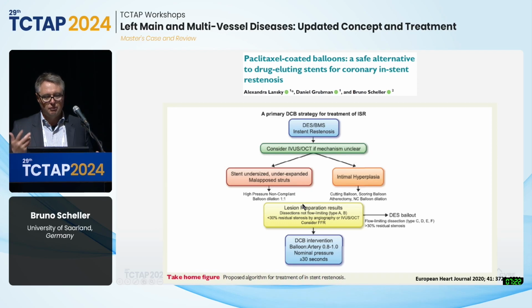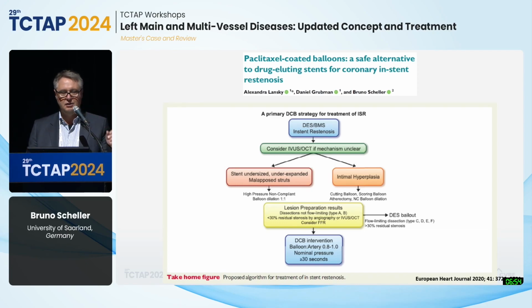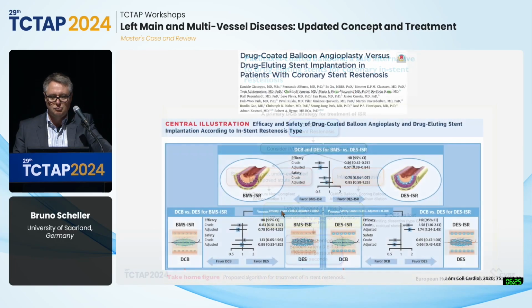What is the strategy, from my point of view, if you treat in-stent restenosis? Number one, you have to define the mechanism of in-stent restenosis, including imaging, of course, and according to the cause of the in-stent restenosis, you have to choose the right lesion preparation strategy. And our opinion is that if you have several quality criteria of your lesion preparation, which is usually accepted as the absence of flow-limiting dissections, type A and B dissections are fine, and you should achieve a residual stenosis of less than 30%, then there could be the use of DCB as a primary approach, and drug-eluting stent implantation for the treatment of in-stent restenosis only in the case if you do not fulfill these criteria of lesion preparation.